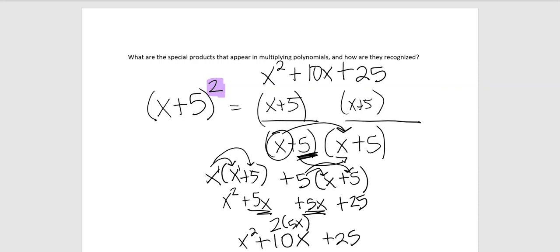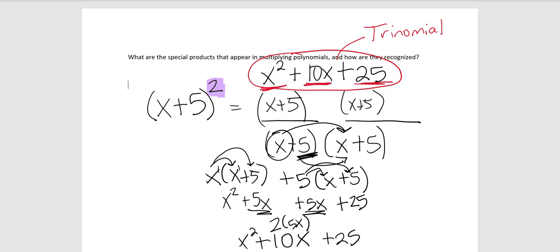This is an example of a perfect square trinomial. So we have an example here, x squared plus 10x plus 25. It's a trinomial because it has 1, 2, 3 terms. And it's a perfect square. Where else have we seen the word perfect square?